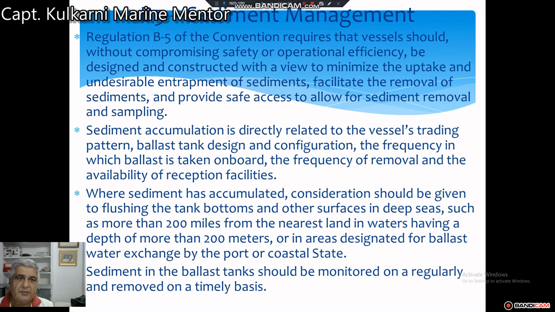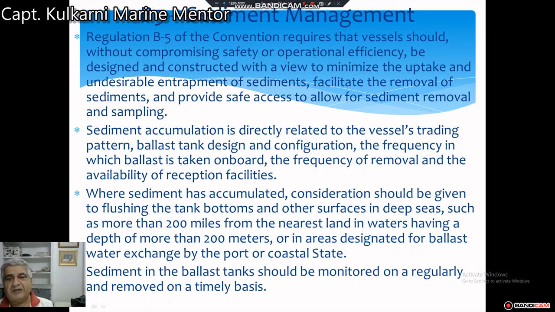Now there are a few words which have to be kept in mind. Number one, without compromising safety or operational efficiency. So when we are constructing the complete ballast water system, we have to also consider that operational efficiency is maintained. We are not wasting too much time. Second is without compromising safety, because in case you are removing any of the sediments from a tank, it does not mean that your stability is having trouble with respect to list, trim or the GM. It has to maintain a positive GM. All has to be taken into account.